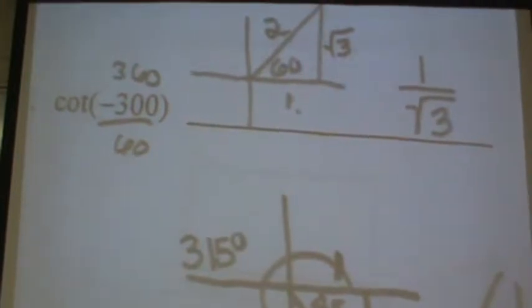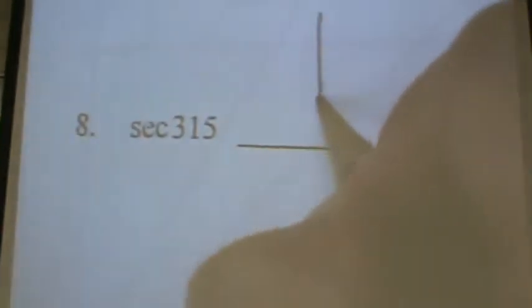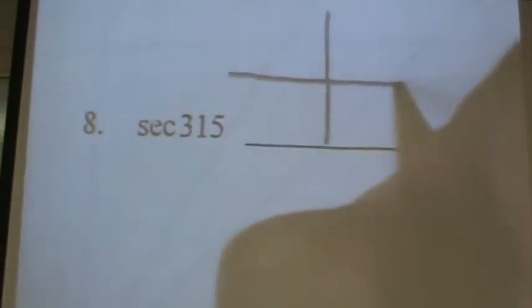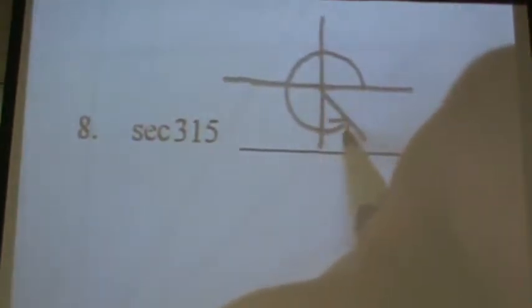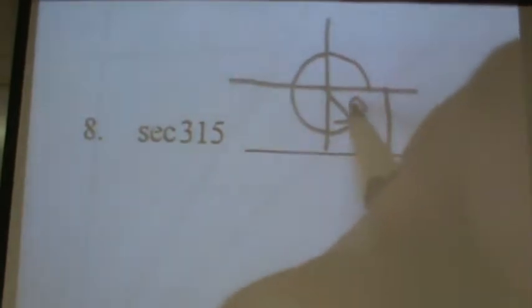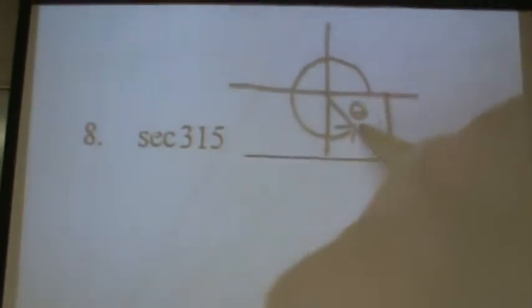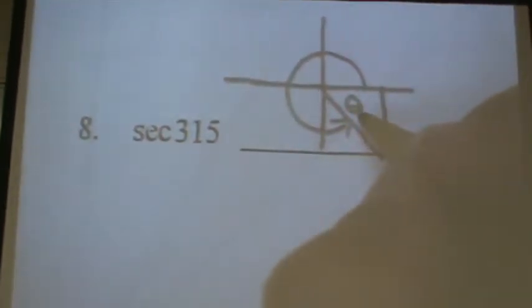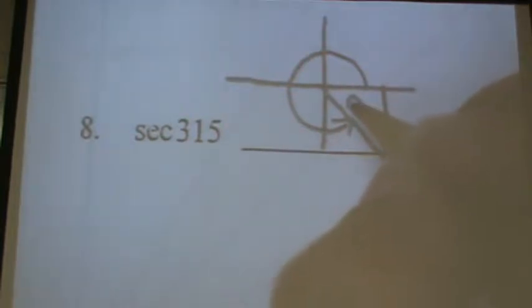What other one did we skip? Secant. Number 8. 315 degrees is where? Here, in quadrant 4. Yes, 315 is here. But we're not gonna use that angle, we're gonna use this angle right here, which is in quadrant 4. What is that angle right here? It's a 45-degree angle.